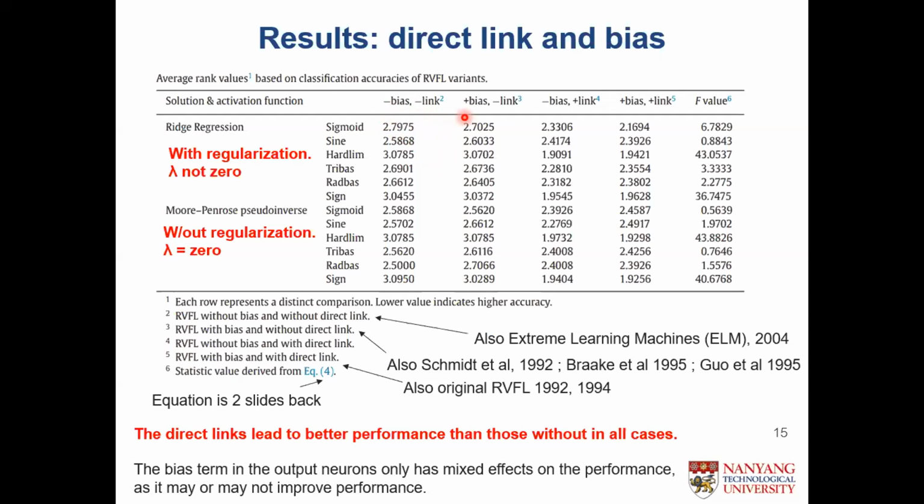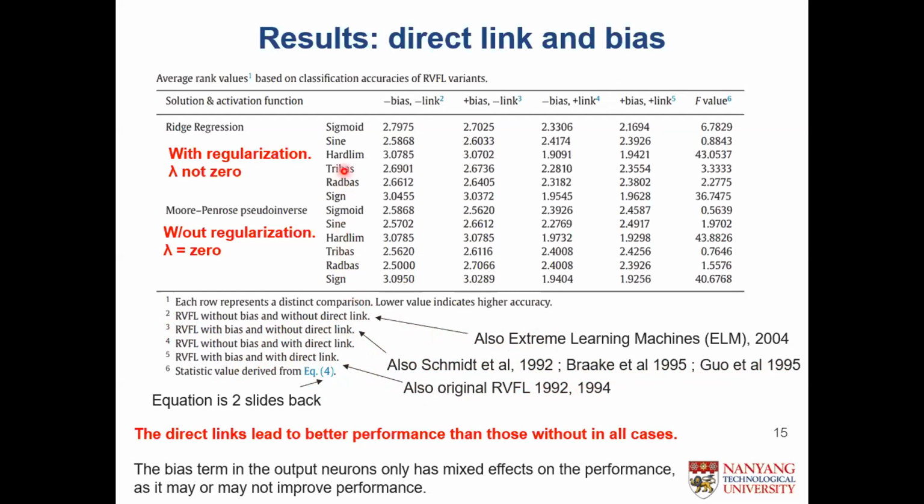So in 2015, 2016, there weren't many deep randomized neural networks. So we were looking at only the single hidden layer version. And RVFL without bias and without direct links will become the extreme learning machine. RVFL with bias, without direct links will become Schmidt's version, Brake's implementation, Guo's implementation, and so on. And RVFL with bias and with direct links is the original RVFL published in the 92-94 period.